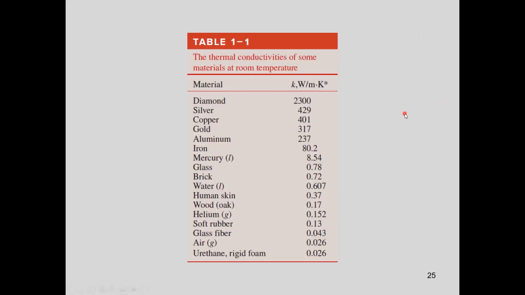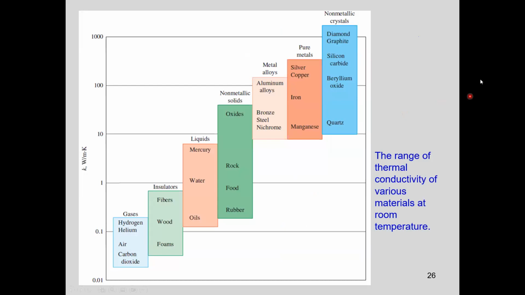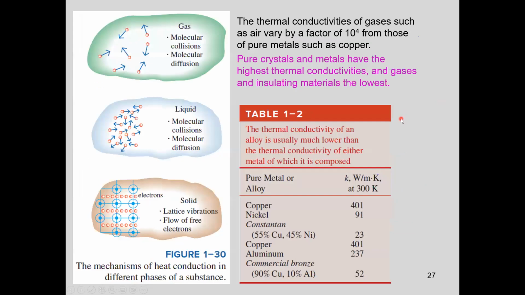Okay. I continue. Okay, thermal conductivities. Here are the ranges of thermal conductivity of various materials at room temperature. As you can see, these are high thermal conductivity materials, mostly metals. Here, gases, insulators, and liquids have low thermal conductivities. Okay.